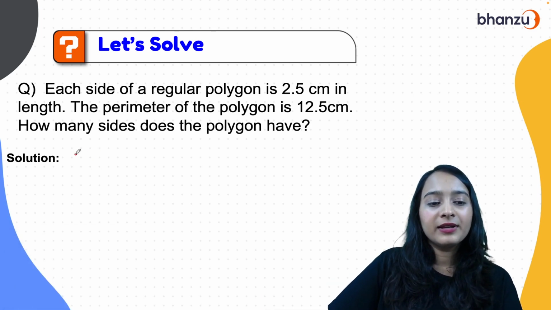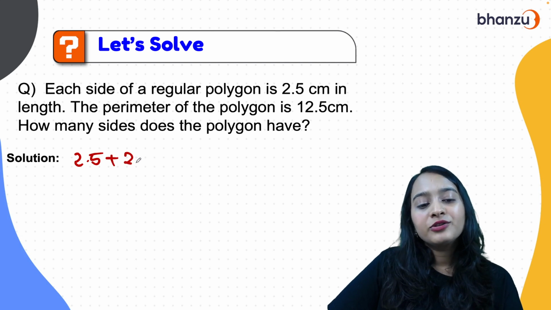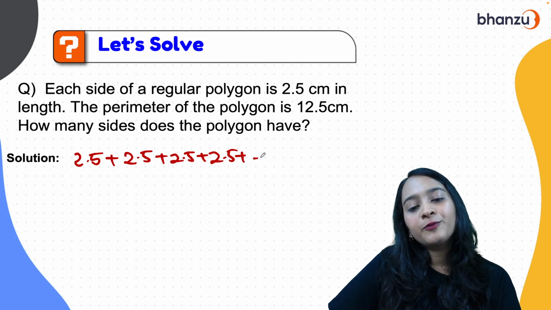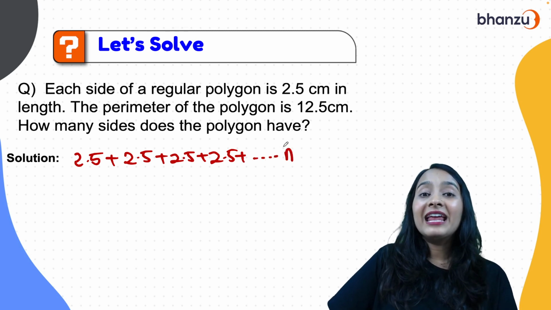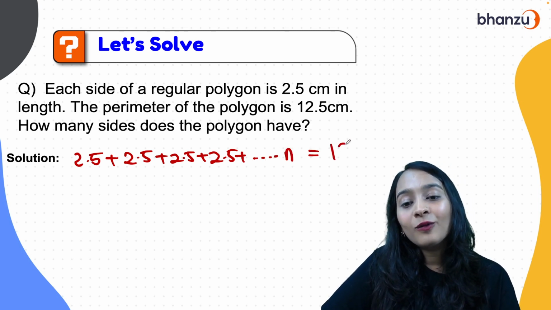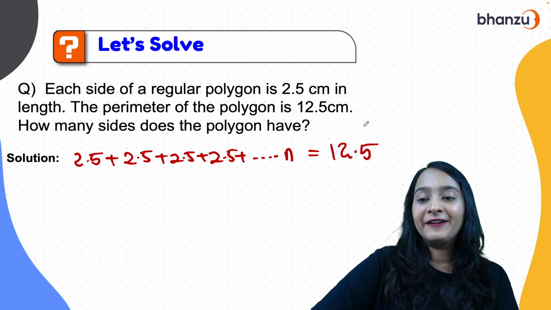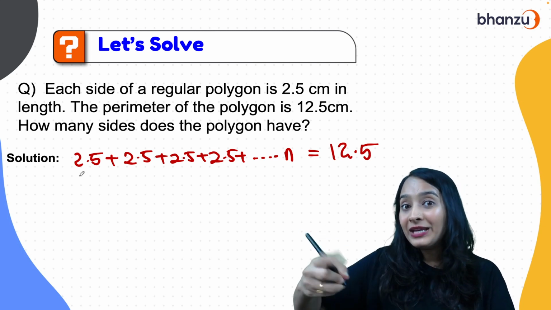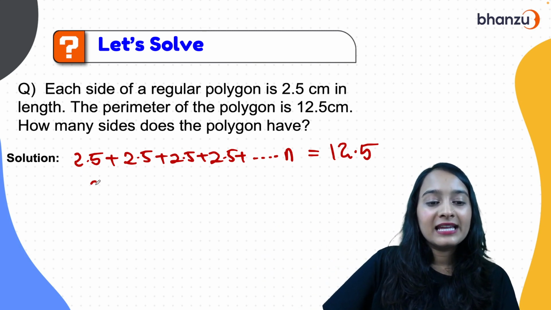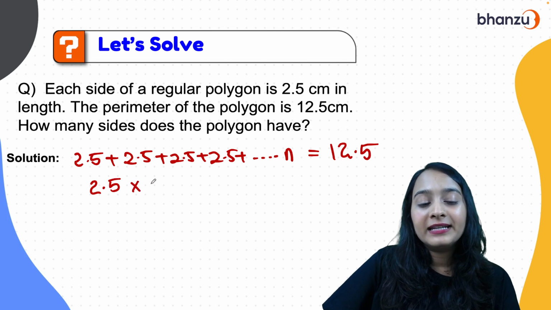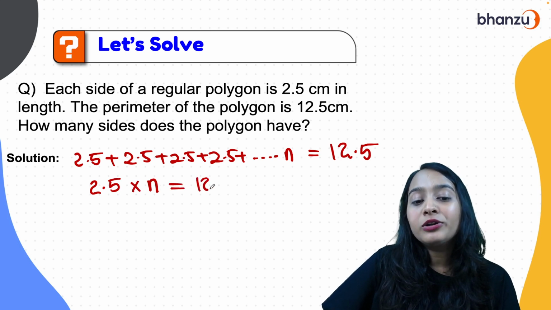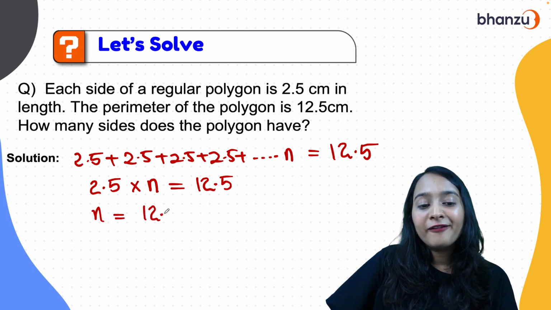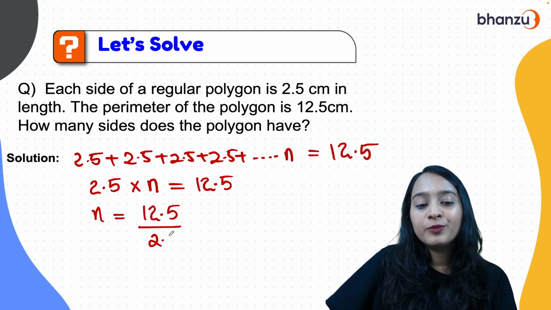Its perimeter is nothing but 2.5 plus 2.5 plus 2.5 and so on to n times, where n is the number of sides. This is equal to 12.5. So, it's repeated addition. We can just take it as 2.5 multiplied with n, which is equal to the perimeter. So, the number of sides will be 12.5 by 2.5.